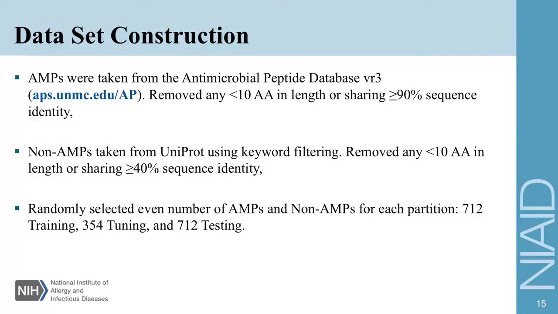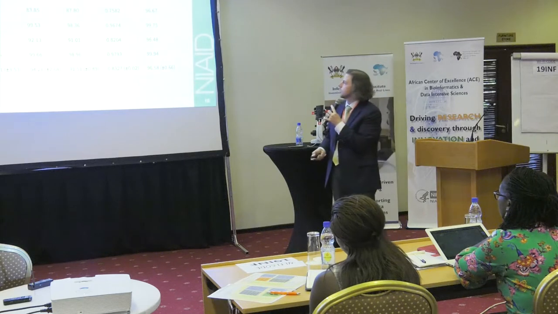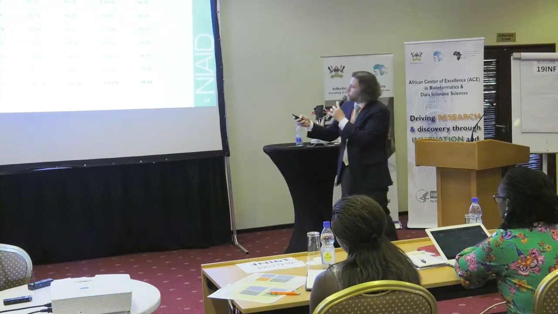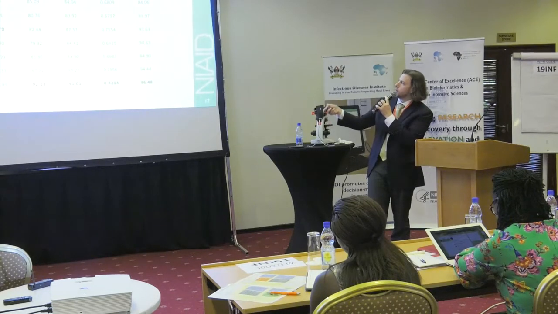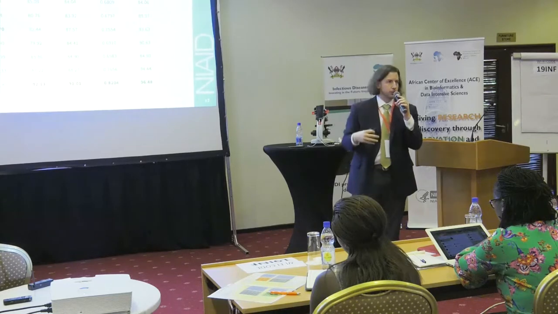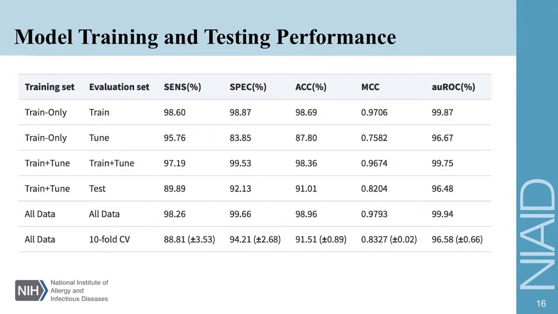Then we randomly split these up into a training, tuning, and testing set. I had the same number of AMPs and non-AMPs for all of these: 712 for training, 354 for tuning, and 712 for testing. And how did our model do compared against other publicly available methods? We took our testing data set, put it into their servers, looked at the results and compared it to how we did, and we get better results on almost all the different metrics we considered.